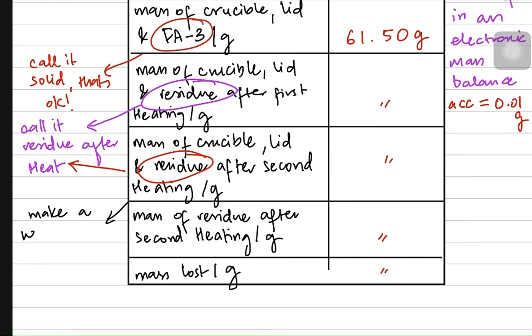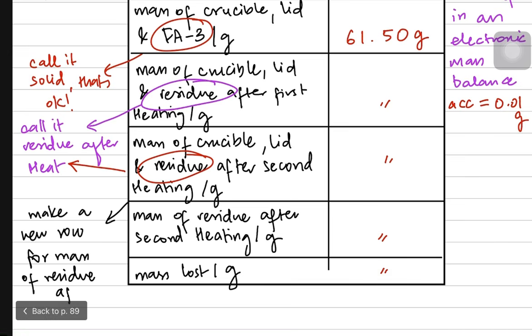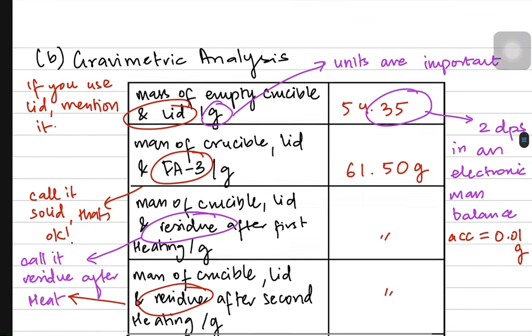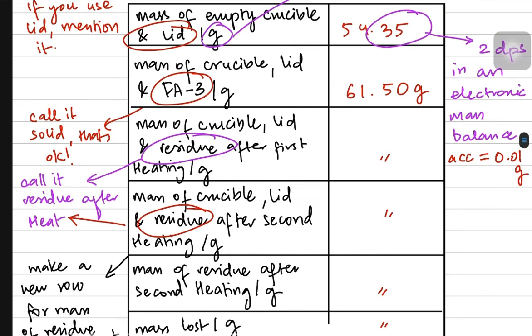Another thing to keep in mind, I'm placing it over here, is make a new row for mass of residue after first heating. Maybe another heading for mass of Fe3, which was also important, in grams. So based on your question and important things, you need to decide what headings are there. Don't compromise on that. I hope these ideas are clear.